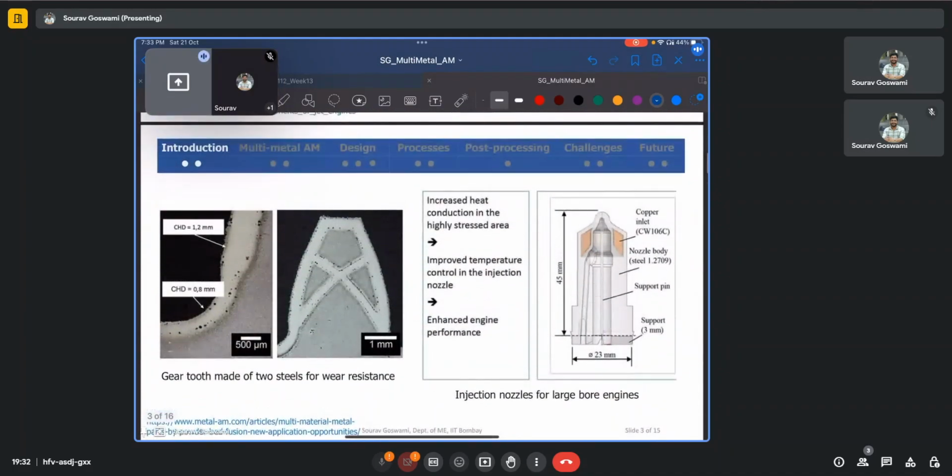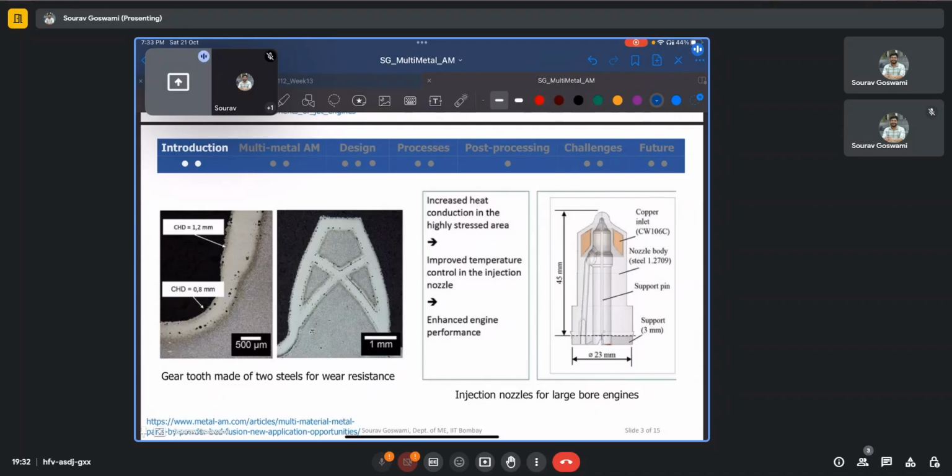Similarly, another example shown here is of a geared tooth, where you have two grades of steel. So the inner one can be softer or, say, more economical. The outer layering or the outer casing can be harder, which prevents the surface defects such as pitting and abrasion.